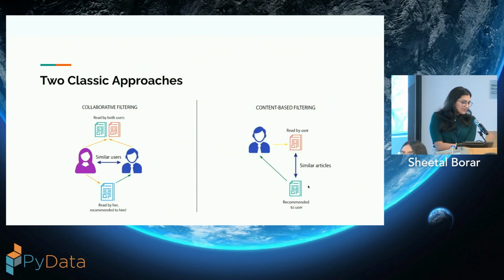The second one is content-based filtering. Now, content-based filtering takes a completely different approach. It says forget about what other users did. Let's look at what you specifically liked and let's find you similar content to that. So here we have one user who read this red article. The system analyzes the content. What is it about? What is the genre? What are the topics? Then it finds similar articles shown in green.